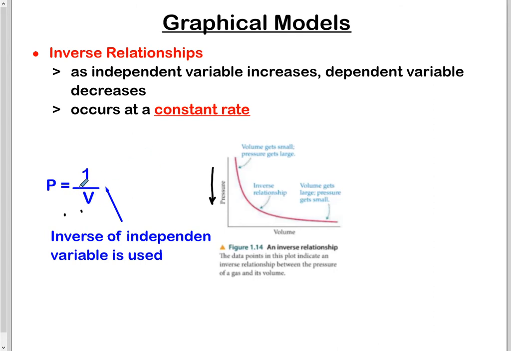So instead of P being equal to V, P is equal to the inverse of V. The inverse of V is 1 over V. And that rate is constant. Again, we'll encounter that later on when we're actually doing some physics, and we'll talk about it then. I just wanted you to see the relationship. This is an inverse relationship.